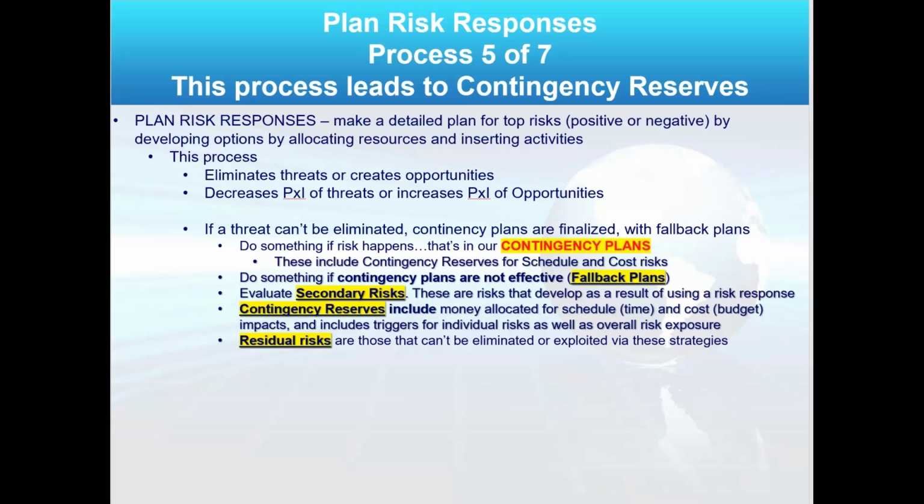Now, in this process of plan risk responses, I wanted to remind you of some very important definitions that will be on the exam, I have no doubt. One is a fallback plan. A fallback plan is what we would do if a contingency plan that we put in place didn't work. That would be a fallback plan. A secondary risk are risks that develop because we implemented that contingency plan, that risk response, right?